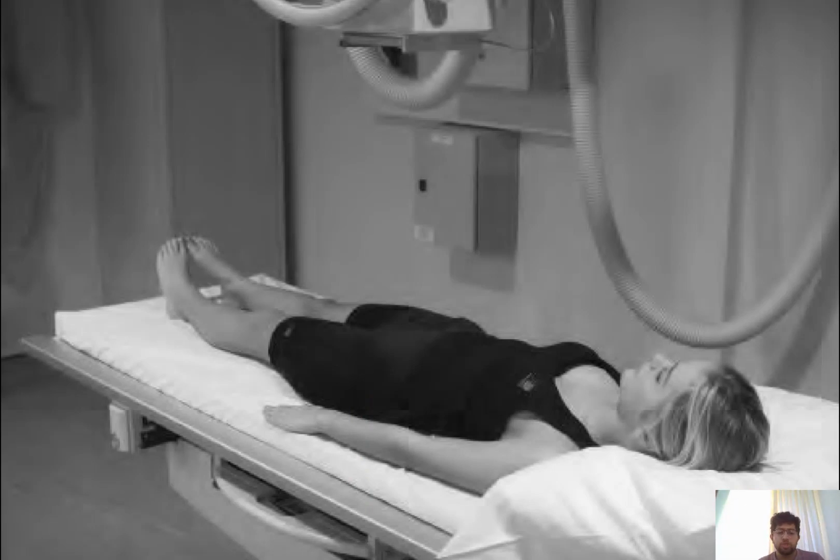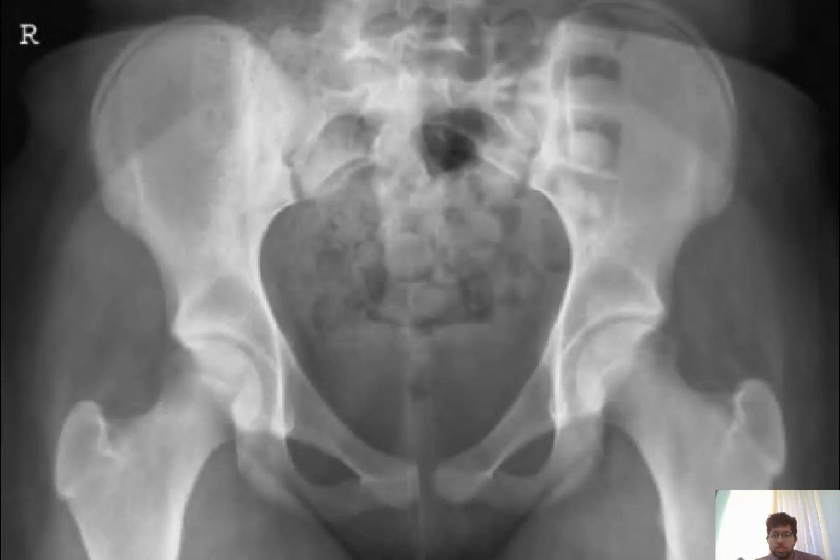After the positioning and the centering, we need to know where to keep the cassette. The cassette should be kept at least 5 centimeter above the iliac crest, so that it will cover the pelvis completely. So once we do all this, we get an image like this.